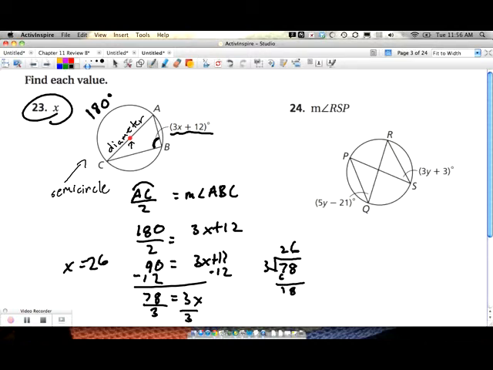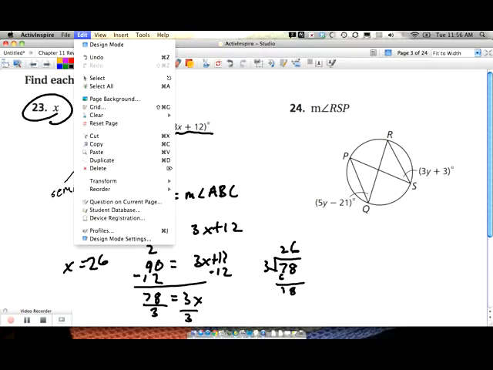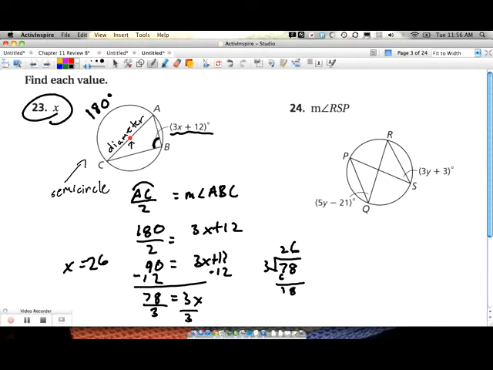All right, let's use a different color here. How about green? There we go. Green. We're finding measure of angle RSP. This is kind of interesting because this angle and this angle have something in common. They have this arc in common.